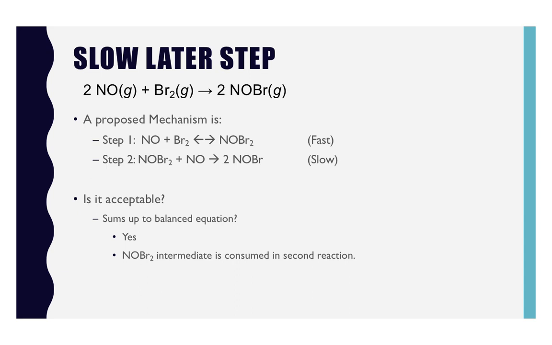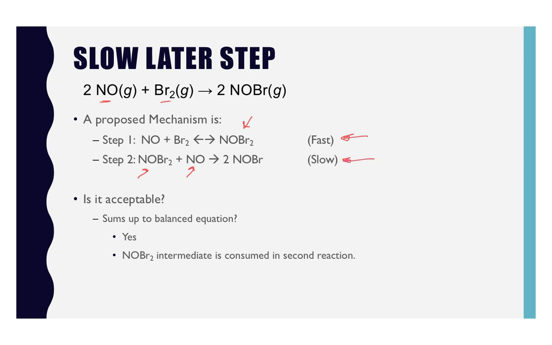All right, so along comes Joe at the chemistry lab, and Joe at the chemistry lab says, hey, here's a proposed mechanism for this particular thing. Okay, so in step one, the NO and the Br2 get together and they make this complex of NOBr2. In the second step, the NOBr2 combines with the other NO, and you end up with two NOBr in the process. Okay, they suggest the first step is the fast step, the second step is the slow step.